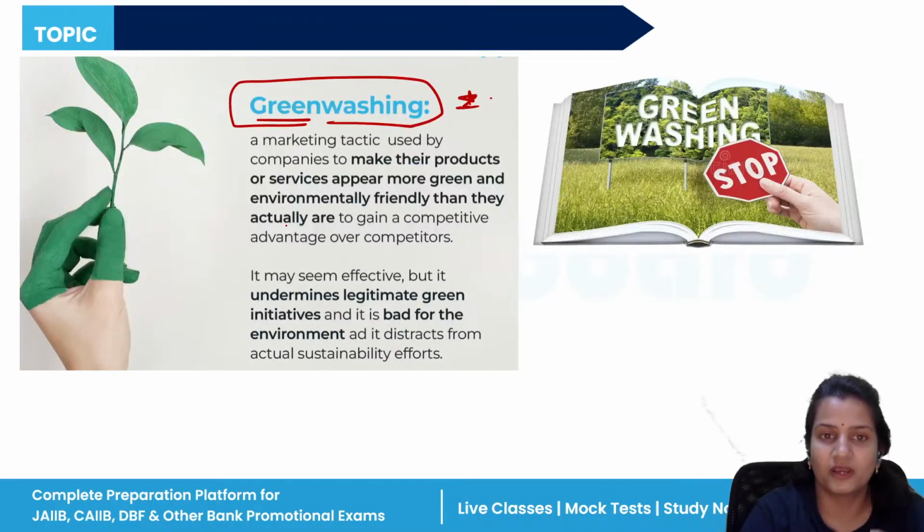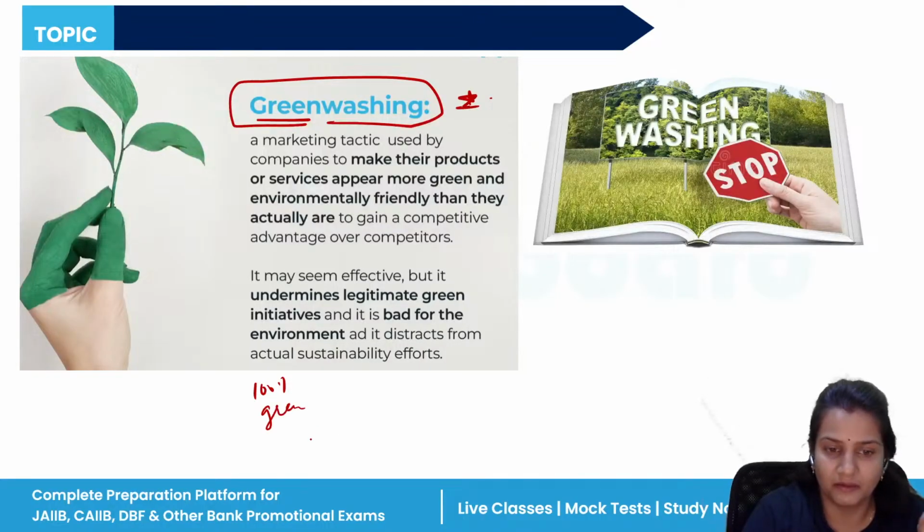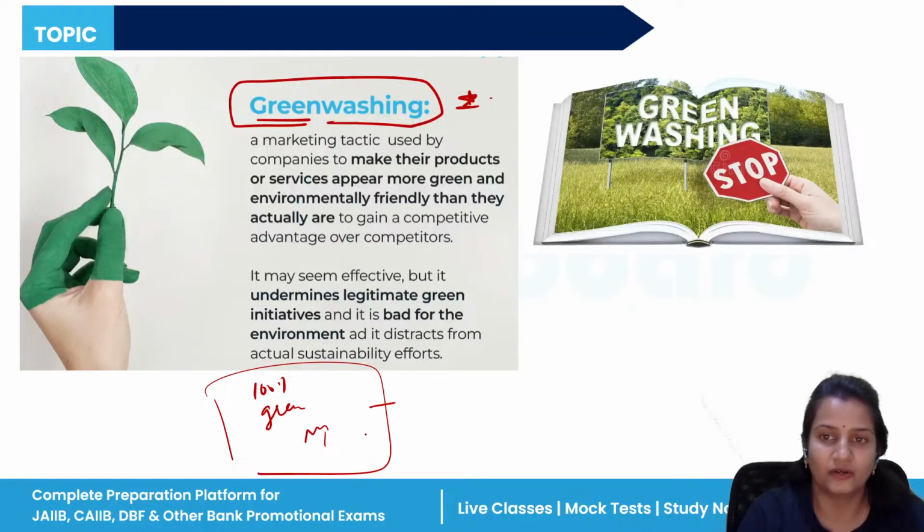When a company makes its products appear more green, they write 100% organic. They color the product and do the packaging in green color. They use photos related to greenery, grass and all that. It means they are claiming that their product is 100% pure, that no preservatives are there, and that it has no bad impact on the environment. This is what they are doing exactly.